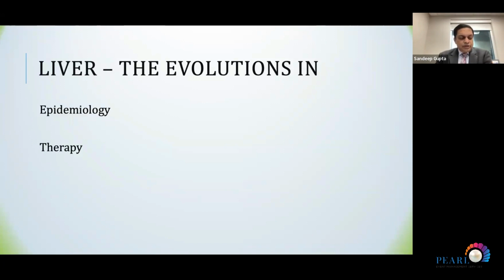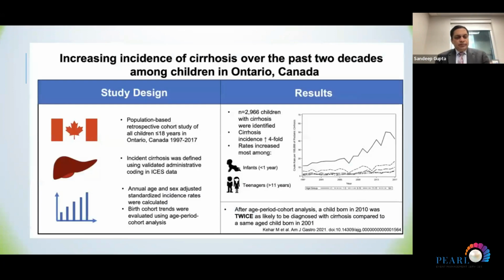Moving on to the liver, there are two things I'll talk about: epidemiology and therapy. This is a study from Canada where they looked at about 3,000 children with cirrhosis from 1997 to 2017. Interestingly, they found that over this 20-year period, as shown on the graph, there was a four-fold increase in the incidence of cirrhosis in these patients.